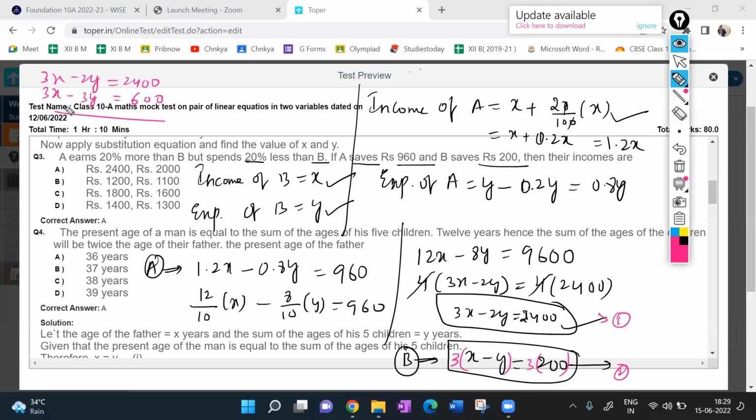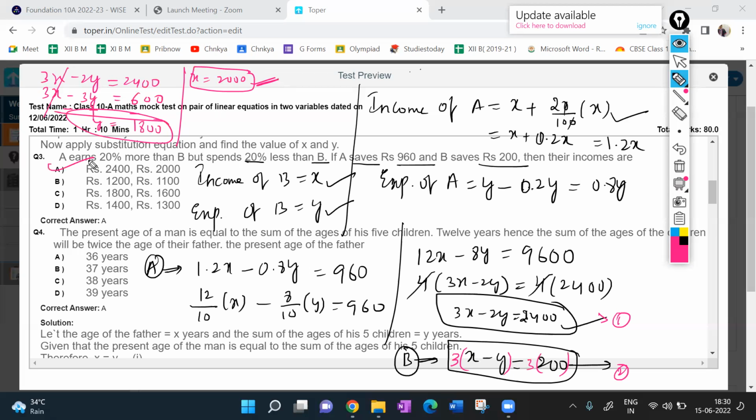Okay people, so now subtracting these two, so these two will be getting cancelled. So here plus, right? So y is equal to 1800, right? Y value is 1800, beta. So y value is 1800, means what is x value now? What is x value? 2000. Yeah, x value is 2000. Substitute somewhere, you will be getting x value. So income of B is 2000. Which option is available? Option A is correct.